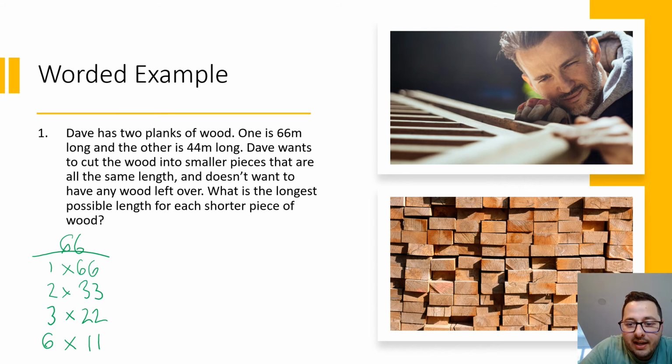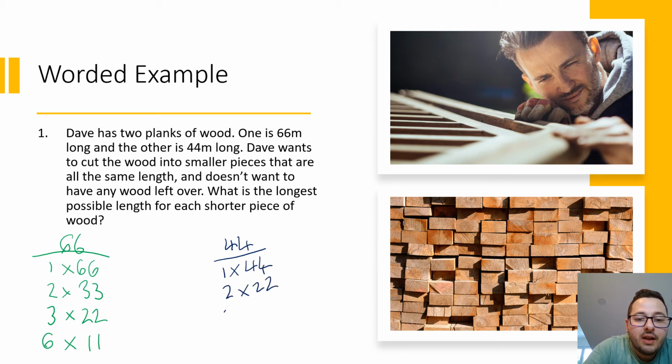And then if we look at, let's grab a different colour, let's look at 44. We've got 1 times 44, 2 times 22, 4 times 11, and I think that is everything we can get. So there are a lot of common factors. So 1 is in both of them, 2 is in both of them, 22 is in both of them, and that to me looks to be the highest as well. We have got 11, but for me 22 is the highest common factor. So the longest length for each shorter piece of wood would be 22, and don't forget to write in your units, which is metres.